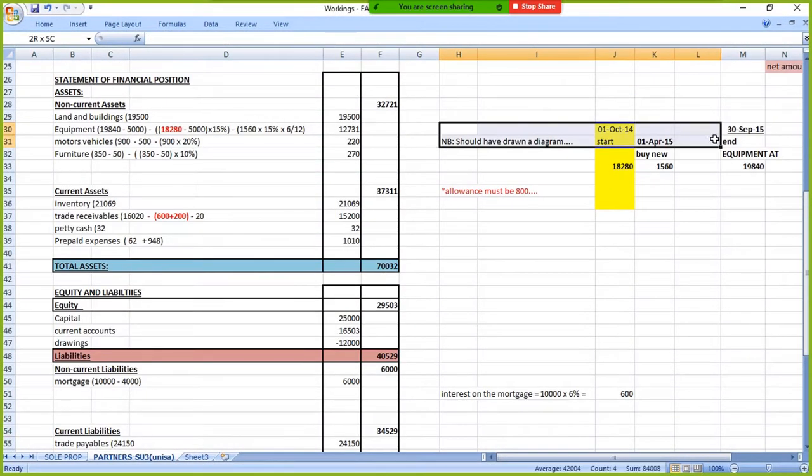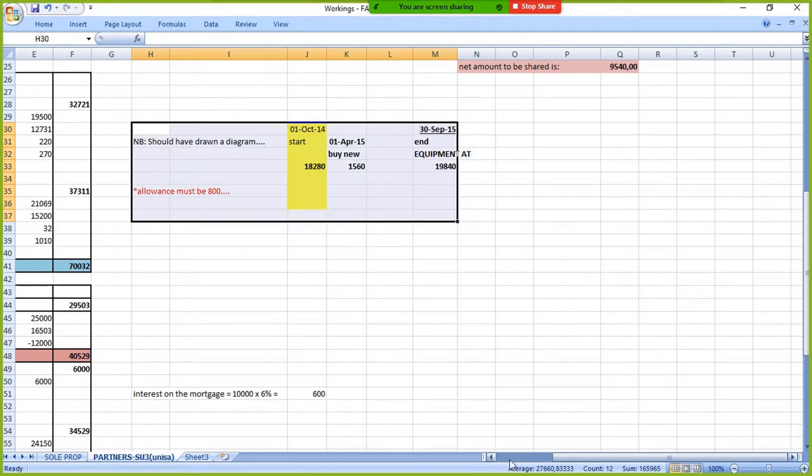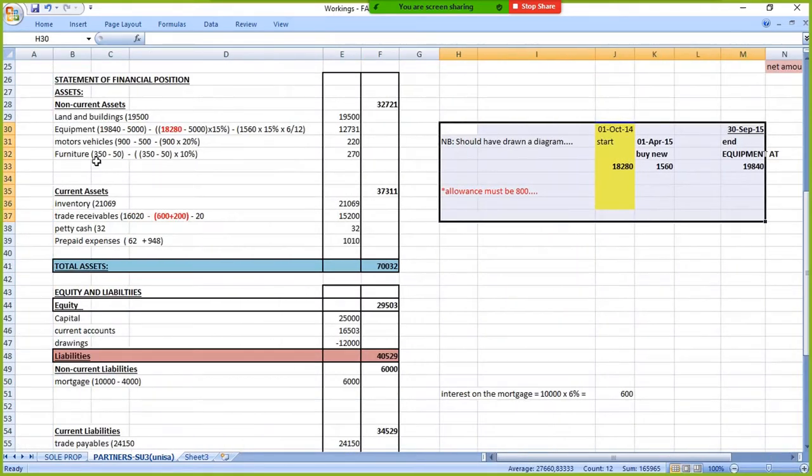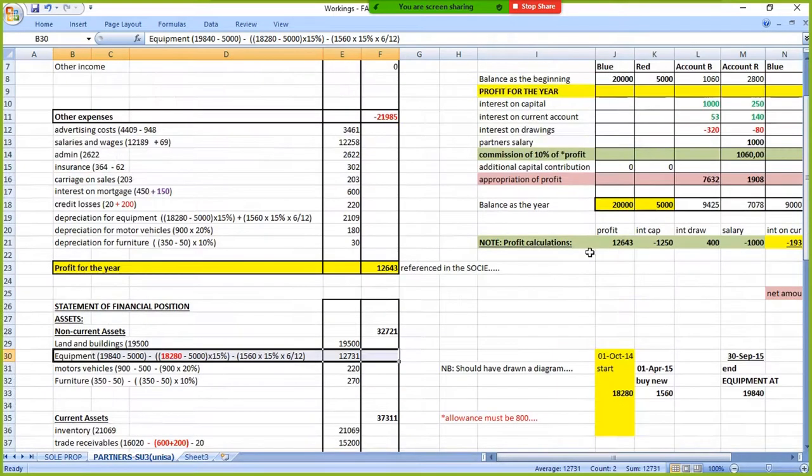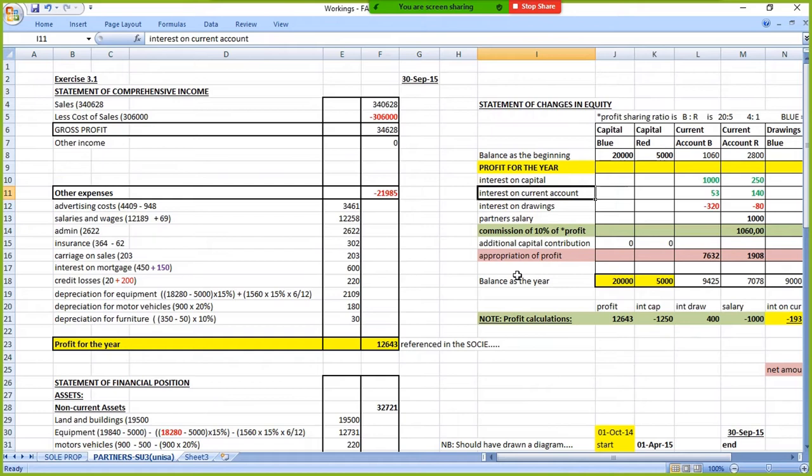I should have drawn a timeline to be more specific. It's better to draw timelines to show that working, especially when they give balances at the end of the year. That was a mistake. And then just overlooking the current account, something I shouldn't have done.